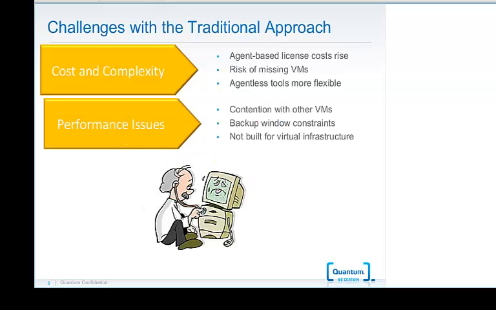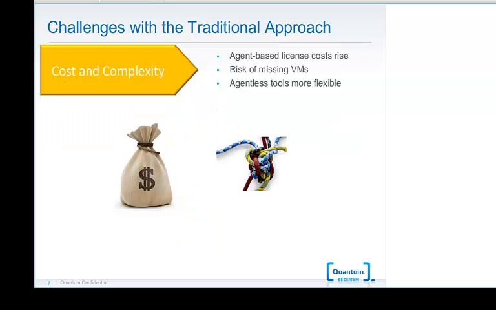The first one being cost and complexity. Most backup apps charge on an agent basis, so license costs can rise quickly, particularly as more hosts are added to the environment. Some VMs may even get missed if no agent is existing on that host server. And since VMs are constantly moving around, having agents on each of these hosts is certainly a must, and again, rising costs and complexity of managing the environment. So agentless tools provide much more flexibility and can ensure complete backups of the VMs in the environment.